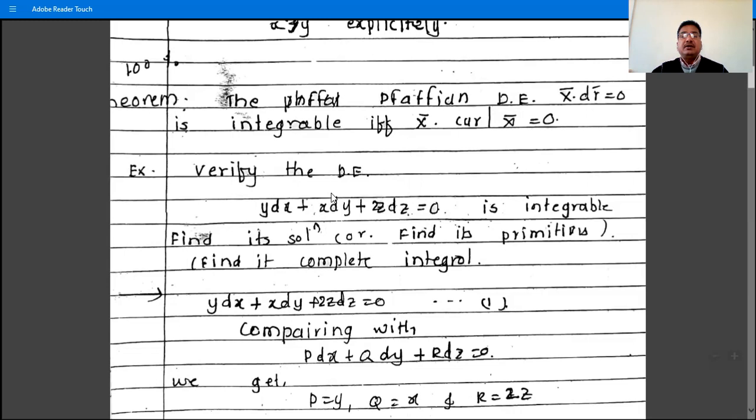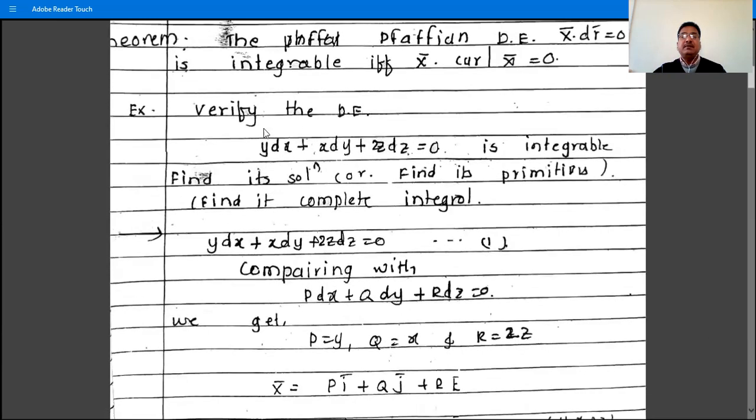In order to check whether a Pfaffian differential equation is integrable or not, this theorem is important: check whether x bar dot curl x bar is 0 or not. If x bar dot curl x bar is 0, then we say that the given Pfaffian differential equation is integrable. So the first example: verify that the differential equation y dx plus x dy plus z dz is equal to 0 is integrable.